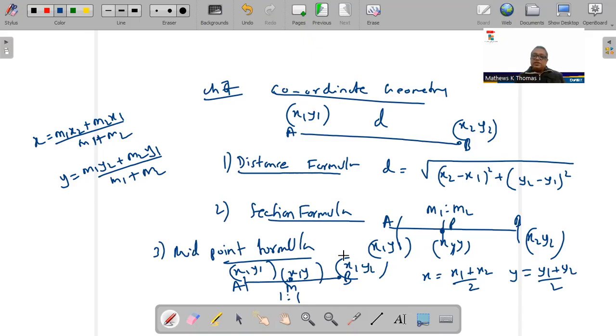Area of triangle, there was a formula that's deleted, so no need to do it. But some books are still giving those questions, no need to do this. So we have only these formulas: distance formula, section formula, and midpoint formula.